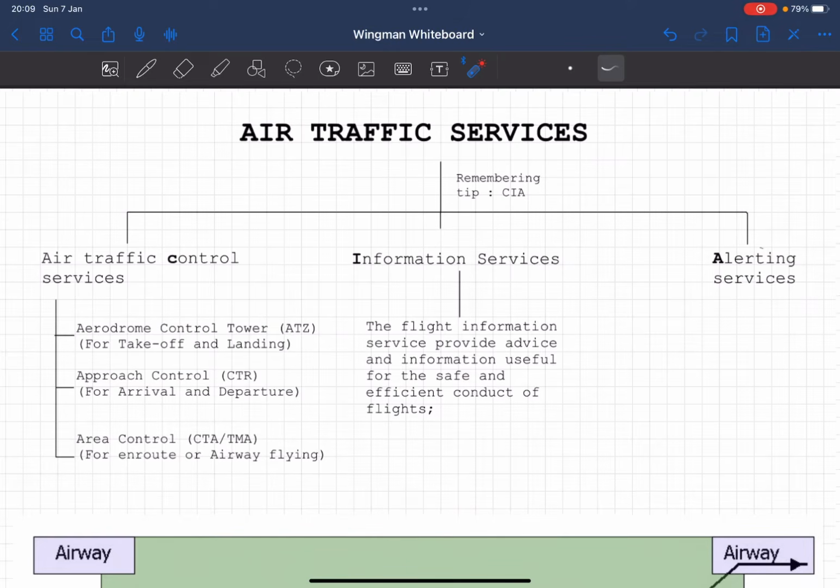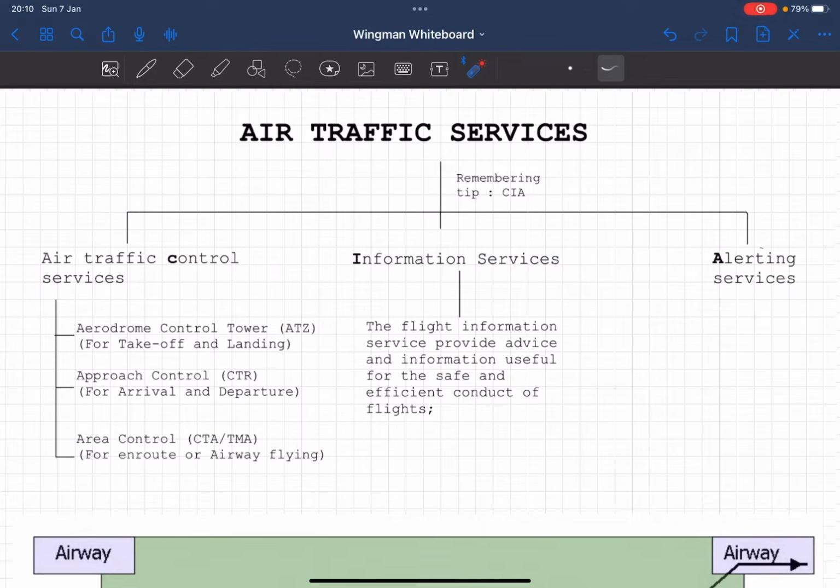So we have something known as the ATS or air traffic services. You must have heard this term before, this abbreviation, which stands for air traffic services. Now, air traffic services is a very broad name given to three services that are provided to the pilots, the flight crew, and everyone in the airspace. These three services are your control services, your information services, and your alerting services.